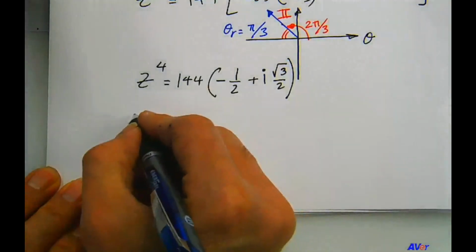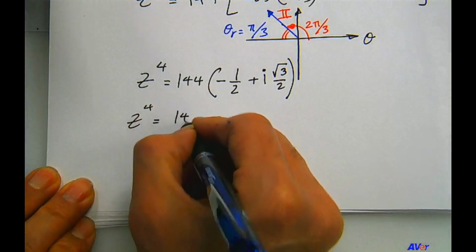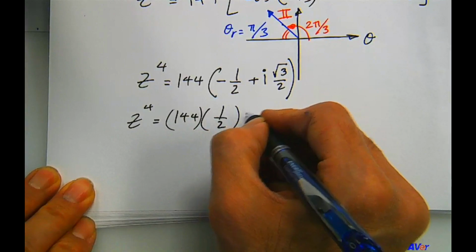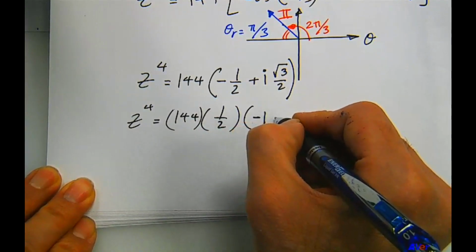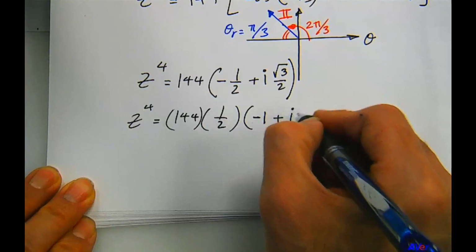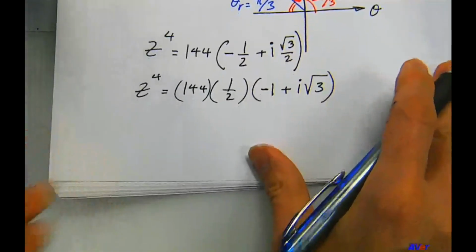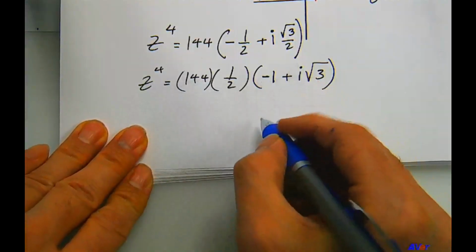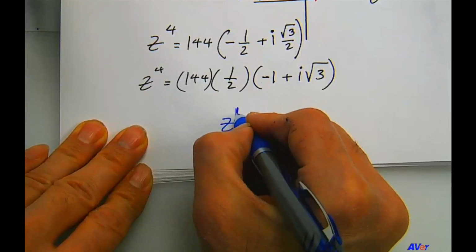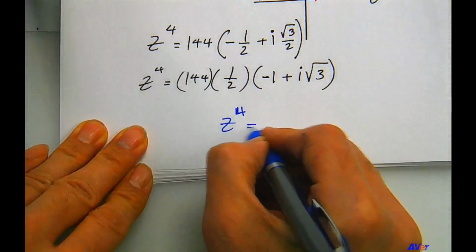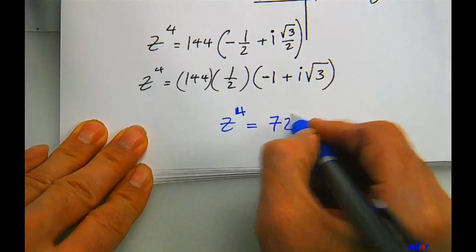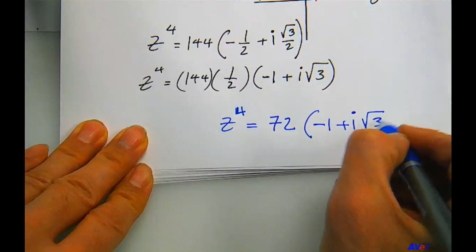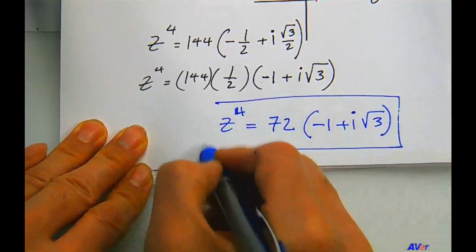We'll have z to the fourth equals 144 times 1/2 times minus 1 plus i square root of 3. And finally, here's the last result. 144 divided by 2, we get 72. So z to the fourth power is equal to 72 times minus 1 plus i square root of 3. Like that.